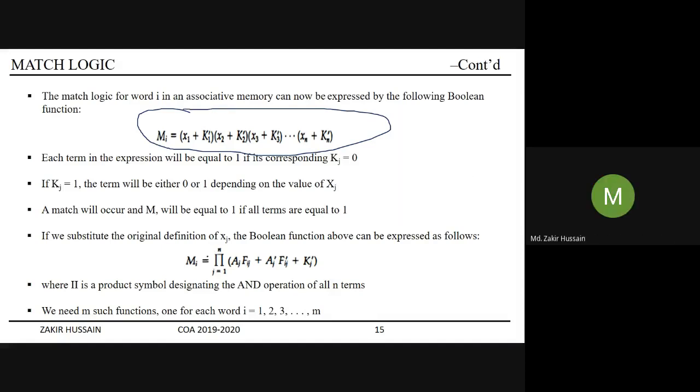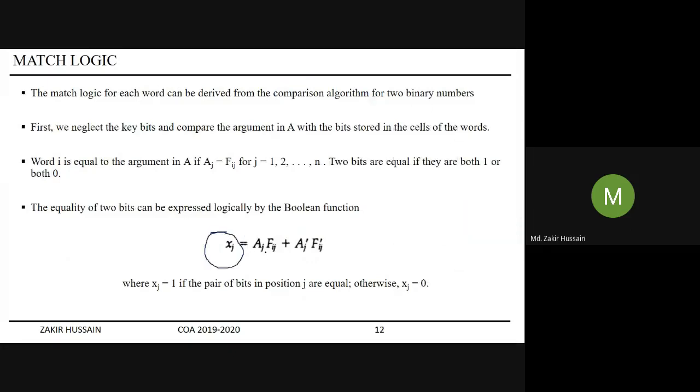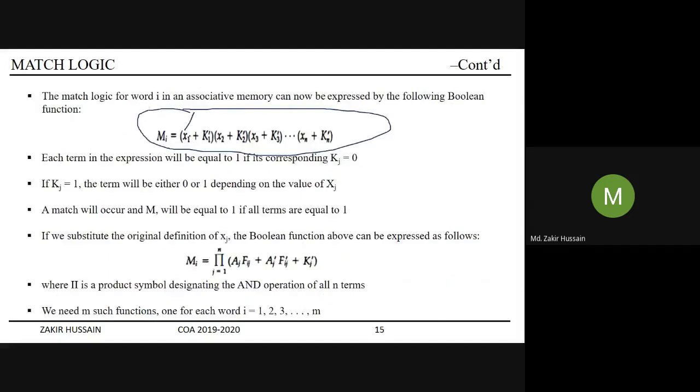Yes, sir. Okay. So now, finally, we know this X expression we already derived. This is our X expression, X. So this expression you have to remember, this figure, AJ, FIJ plus AJ bar, FIJ bar, you have to remember. Here you notice X1, X3 and then XN is nothing but our XJ. So this XJ, you have to substitute in this figure. And this is your KJ, you are generalizing this entire thing, instead of K1 bar, K2 bar, K3 bar, like a KJ bar.